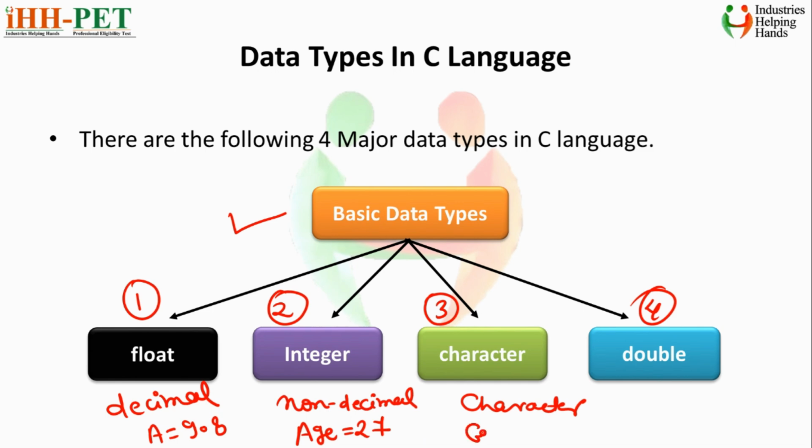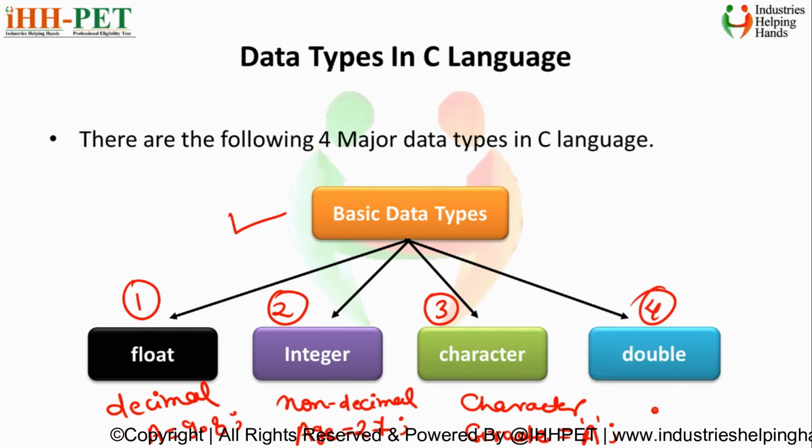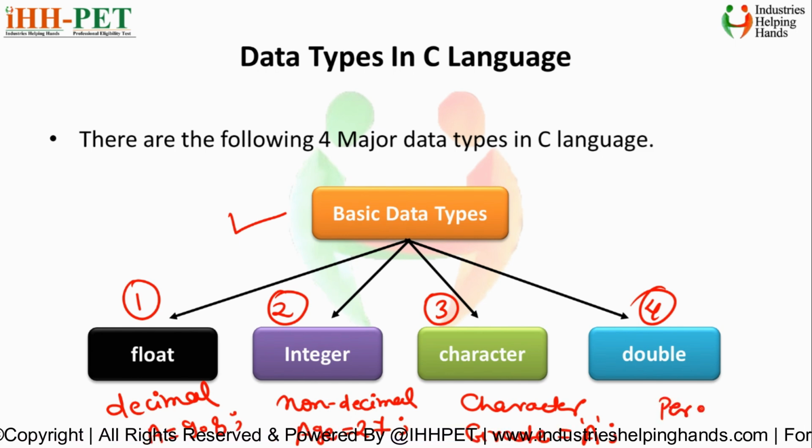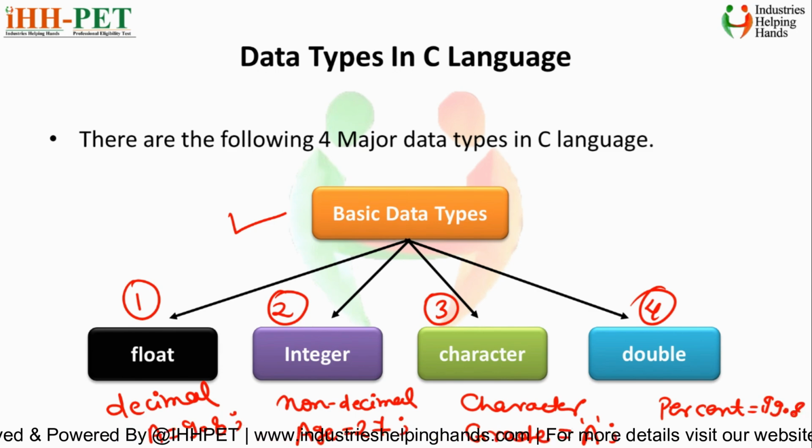So we can see here grade is equal to A. It is a character value. And double is 2 times float, and whenever we want to take input as a double, at that time we use the double data type. So you can take it as a percent, 99.8.